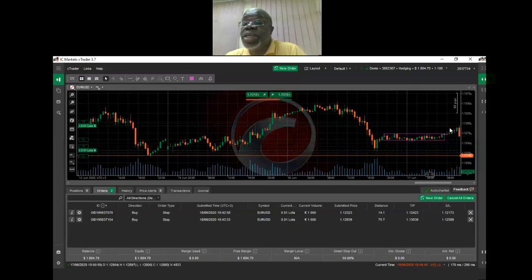Now, please note the wick is so close. I don't know if it touched it, but if it touched it, we would have been in trouble because it would have triggered that trade. And if it triggered the trade, it means that now you would be on negative. Okay, but remember you have your stop loss here. So let me see if I can zoom in.